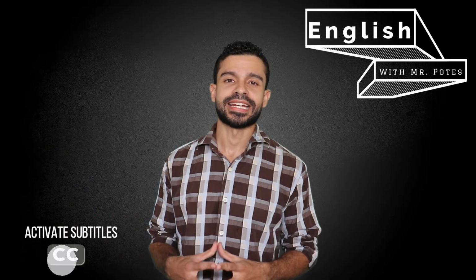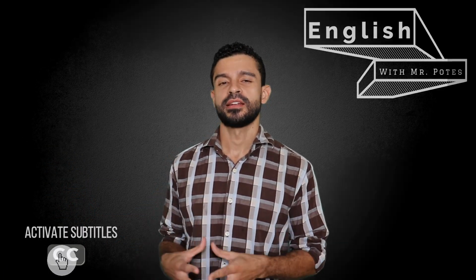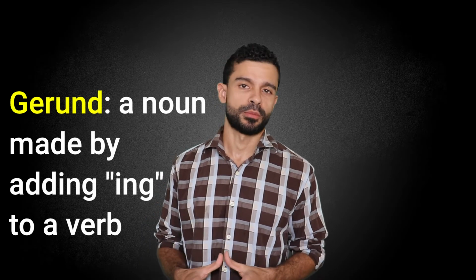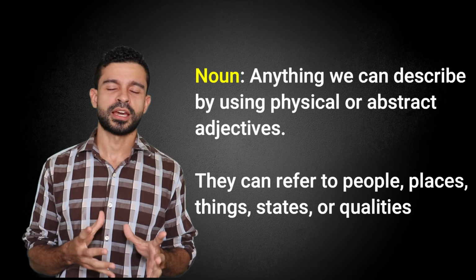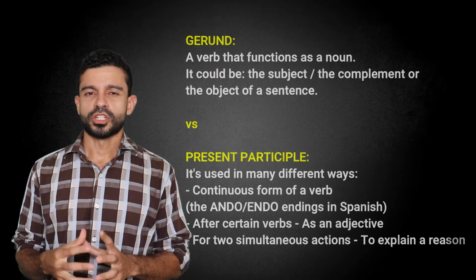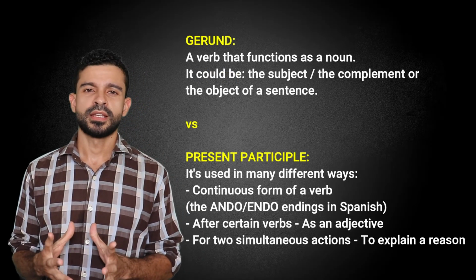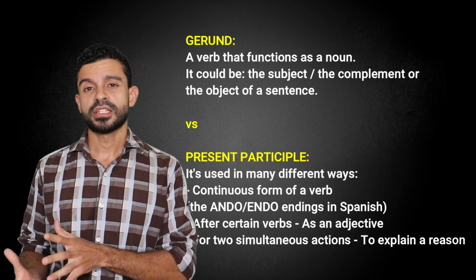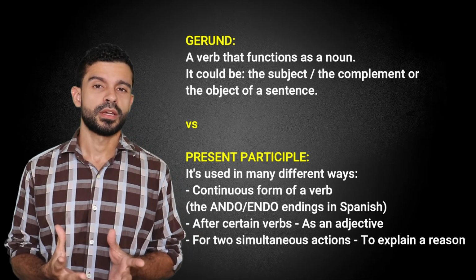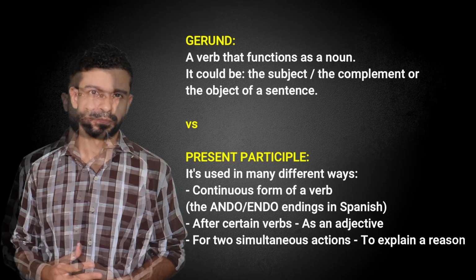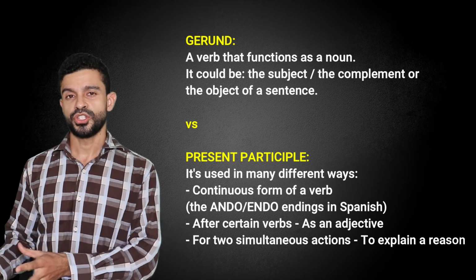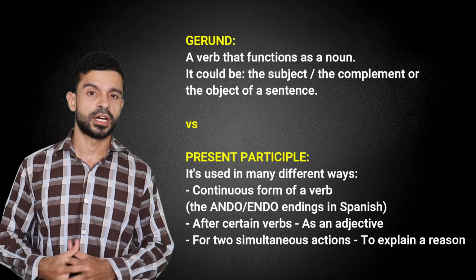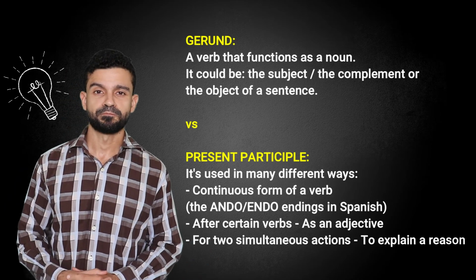A gerund is a noun made by adding ing to any verb. Remember that a noun is anything we can describe. Something we need to have in mind is that a gerund is not the same as the verb in present participle. People tend to think that the fact that it has ing means "-ando" all the time. This is not the case.